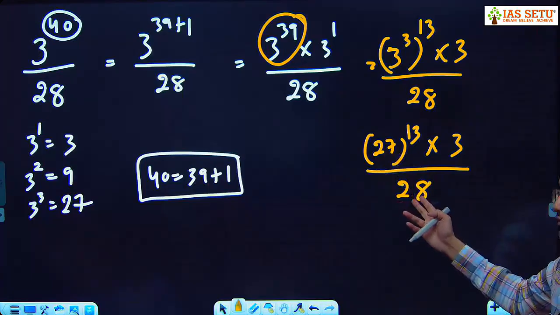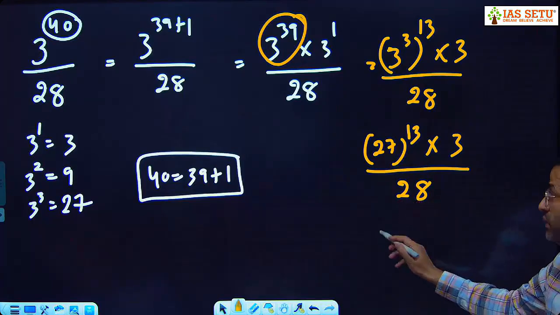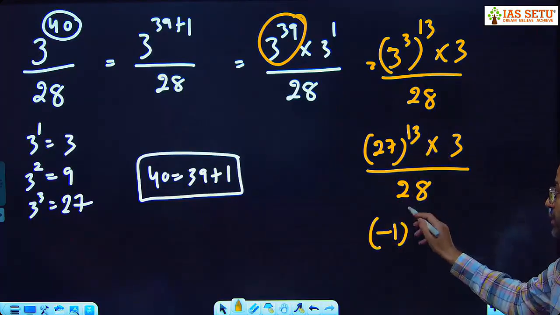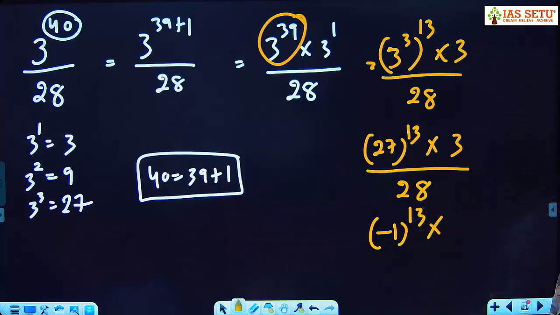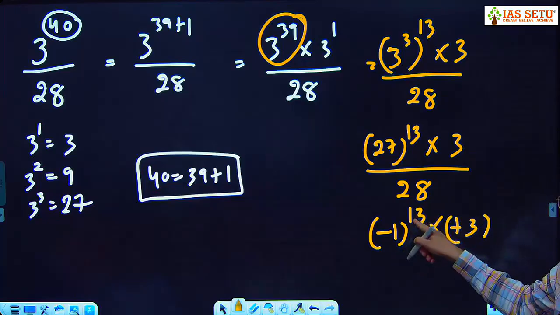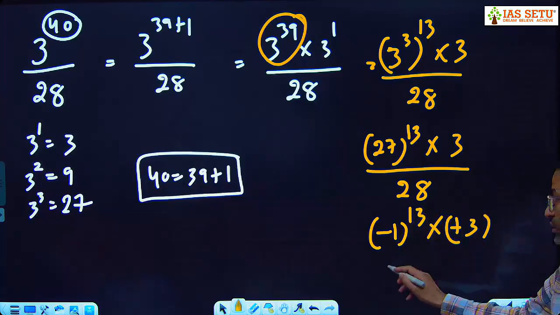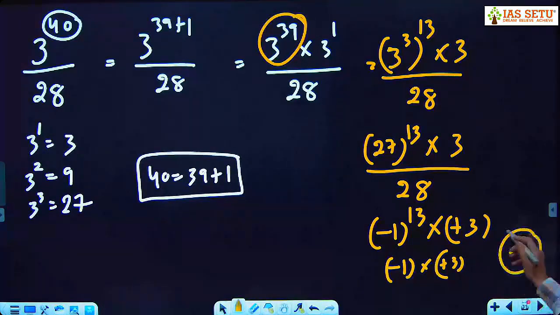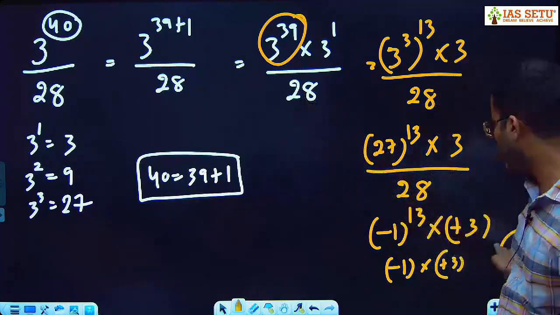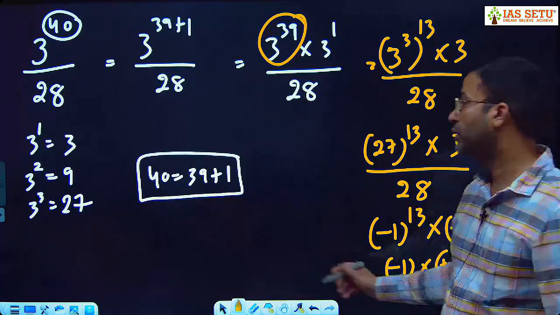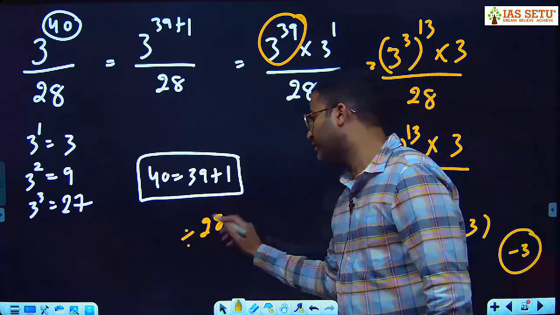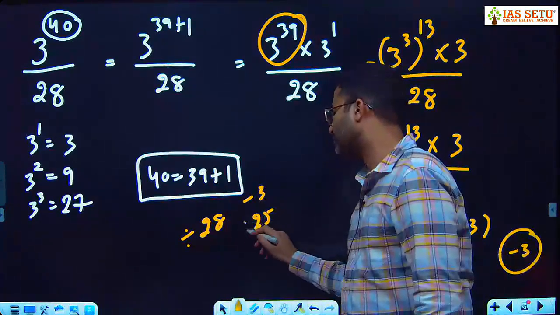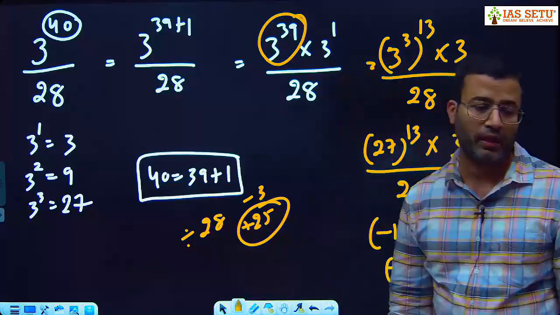Every 27 with respect to 28 gives remainder minus 1. How many times? 13 times. 3 with respect to 28, what is your remainder? Plus 3. So the point here is minus 1 to the power 13 gives you minus 1, into plus 3. So your answer is minus 3. But if your divisor is 28, you have to convert negative to positive. So minus 3 converts to plus 25 as well.